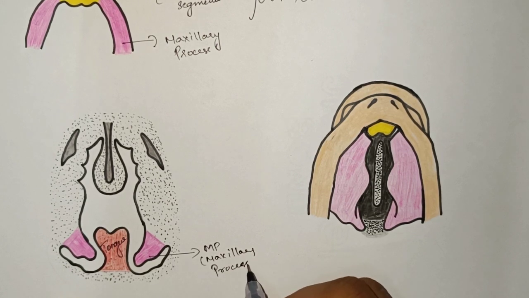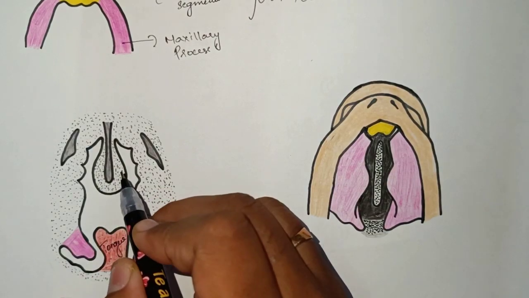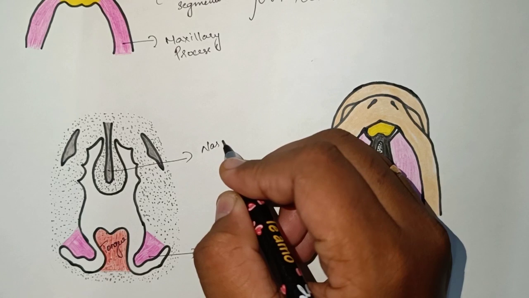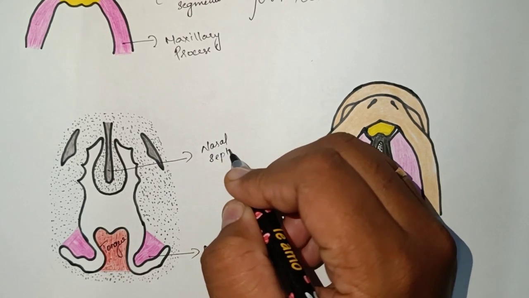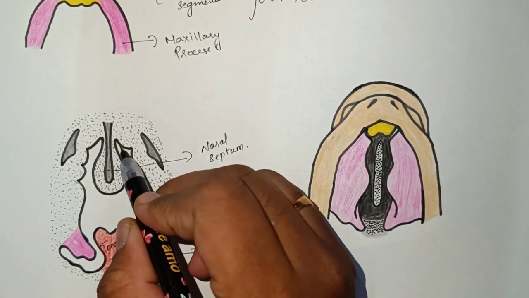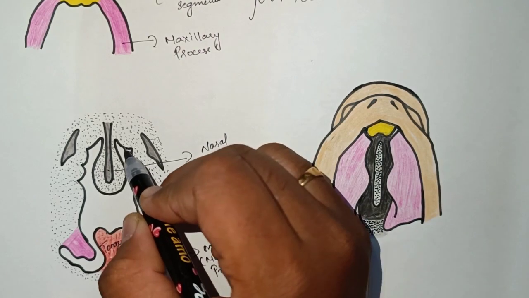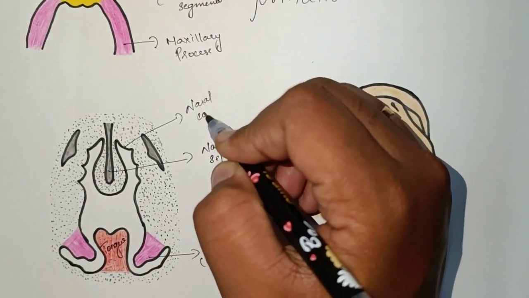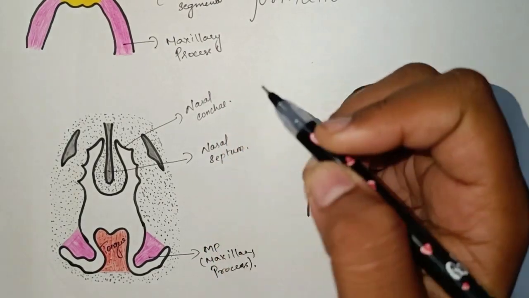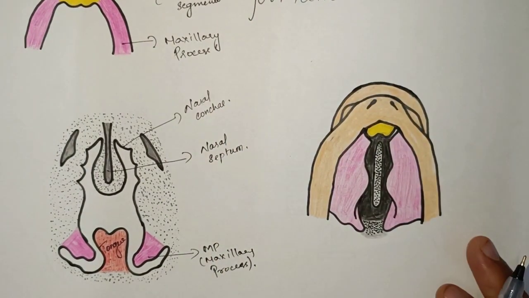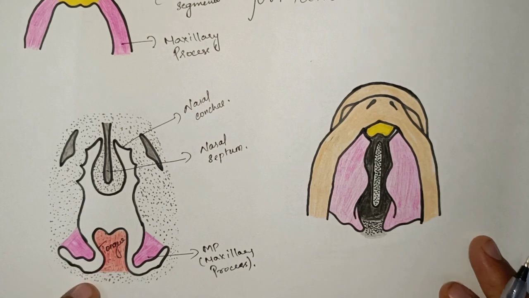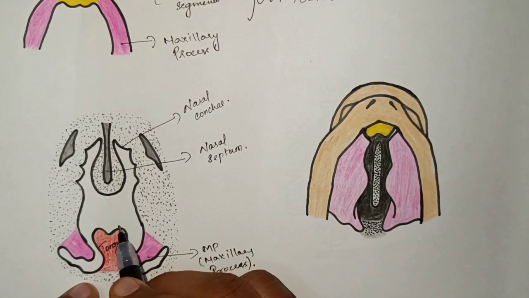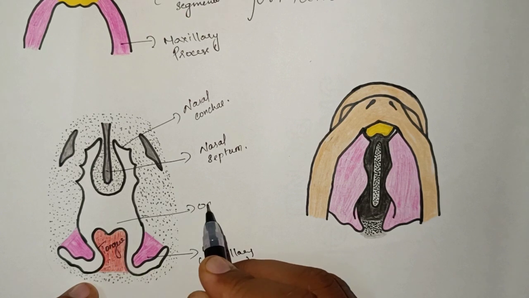This is going to be your two shelf-like outgrowths. This is your nasal septum, and the concavity, or bulginess, present on both sides of your nasal septum is your nasal concha. These are the structures, and this space is going to be your future oral cavity, or stomodeum.